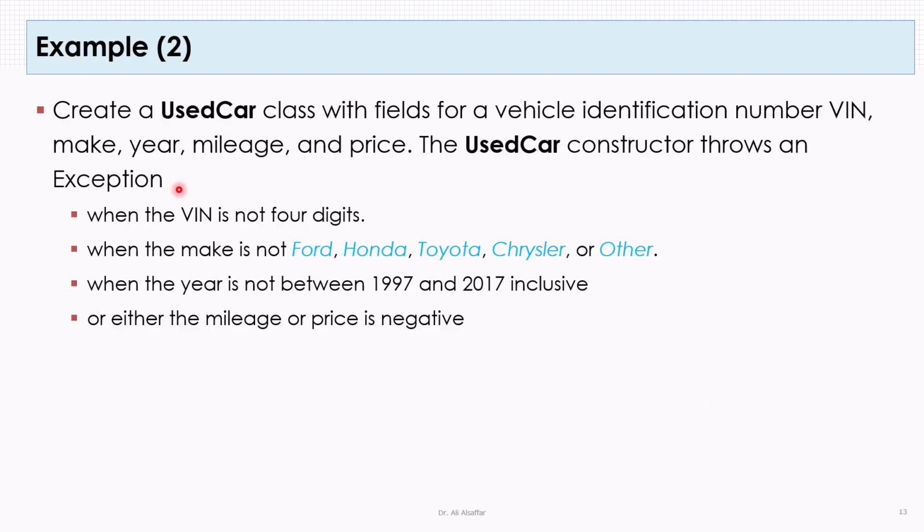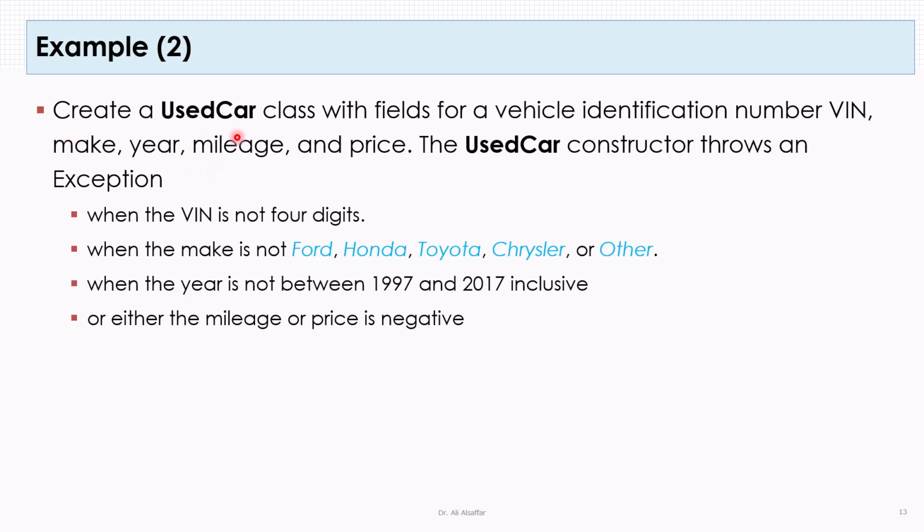In this second example, we will show you how to throw an exception in one method and how to catch this exception in a different method. This is not the same as example 1. In example 1, we threw an exception and caught it in the same method, which was the main method. So let us read the question.